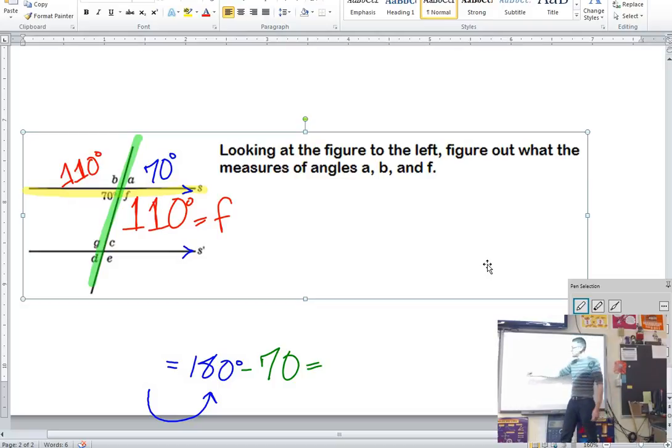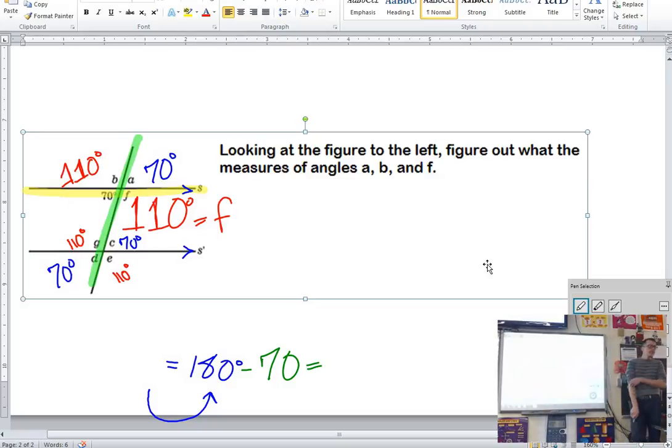B would end up on top of G, which tells me G is 110 degrees. E is 110 degrees. D is 70 degrees. And C would also be 70 degrees. This is a really cool relationship that happens anytime you have parallel lines.